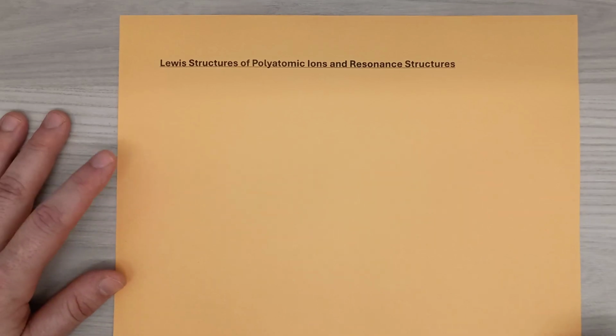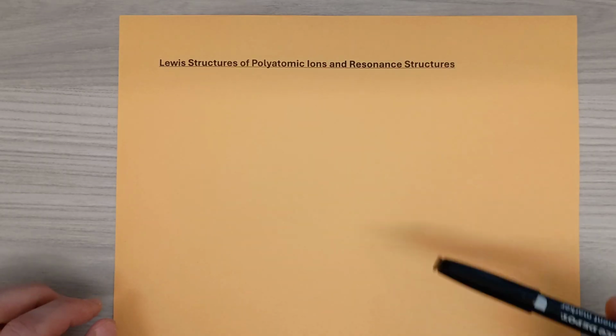Hi everyone, welcome back. I want to talk about two topics that don't necessarily have to go together, but I'm going to use an example that'll make it easy to put them together. How to draw Lewis structures of polyatomic ions, and then the concept of resonance structures and what that is.